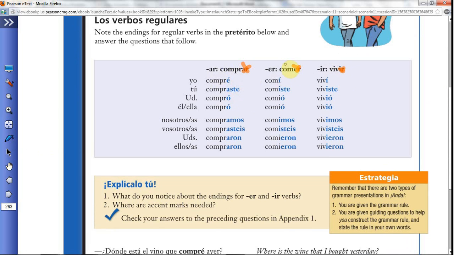And there's a small mistake here. The I should be a part of the ending. Okay, yeron. But yes, so take off the identifying ending, AR, ER, IR, and then put these endings on there.